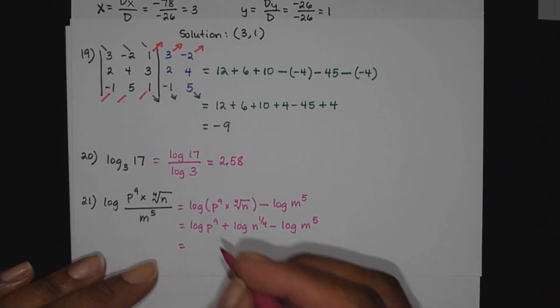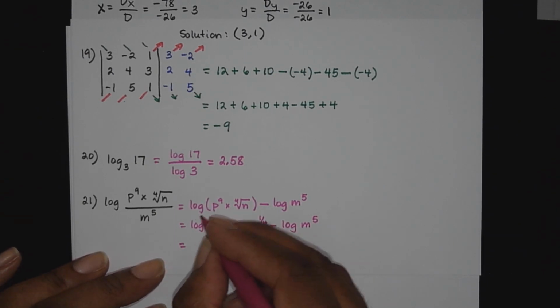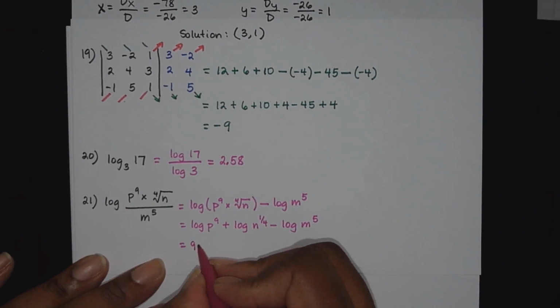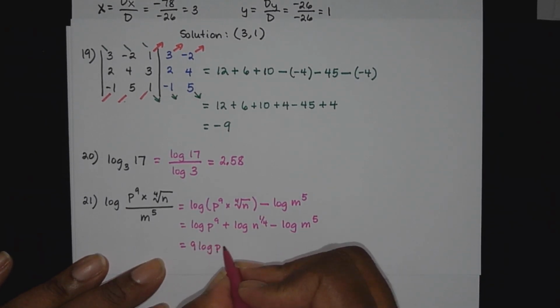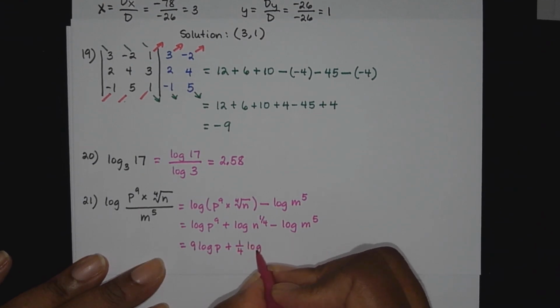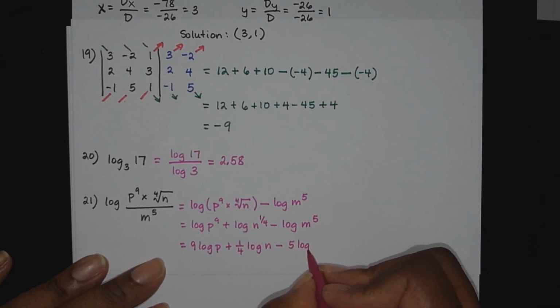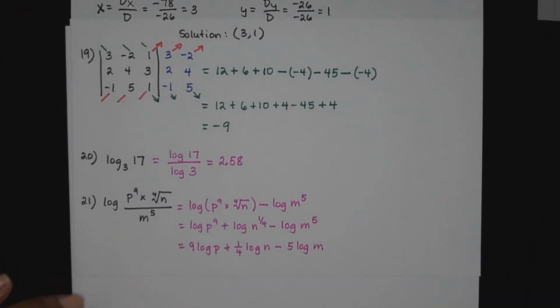Now for each of these terms, what rule can I use here? Power rule. That means we bring the power in front of the logarithm. So that means this 9 will be in front of log of p. The 1/4 would go in front of the log of n, minus this 5 would go in front of the log of m. Are there any questions about problem number 21?